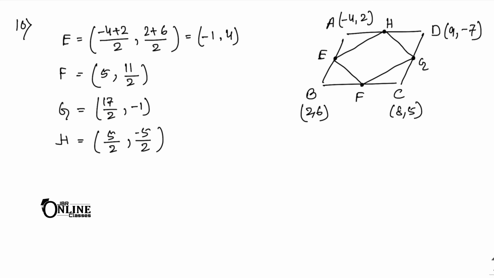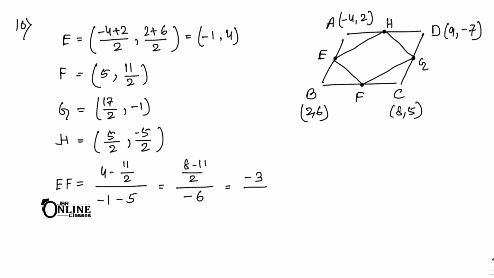Now, if you want to prove that EFGH is a parallelogram, then definitely the opposite sides' slopes will be equal. So first you have to find out the slope of EF. So slope of EF equal to (-1 minus 5) over (4 minus 11 by 2). As here it's 2, so that one equal to (8 minus 11), it's minus 6, equal to minus 3, and here minus 12. So 3 cancel out, minus minus cancel out, it's 4, so 1 by 4.